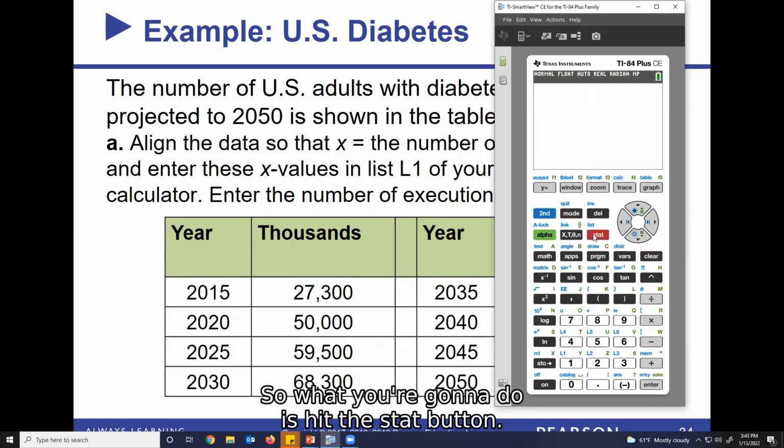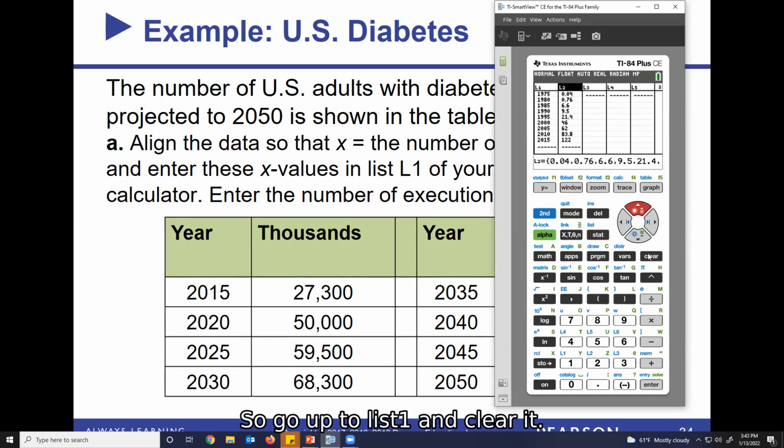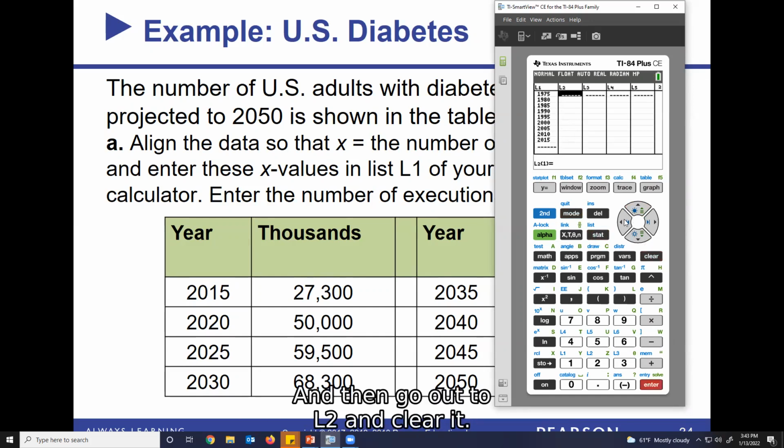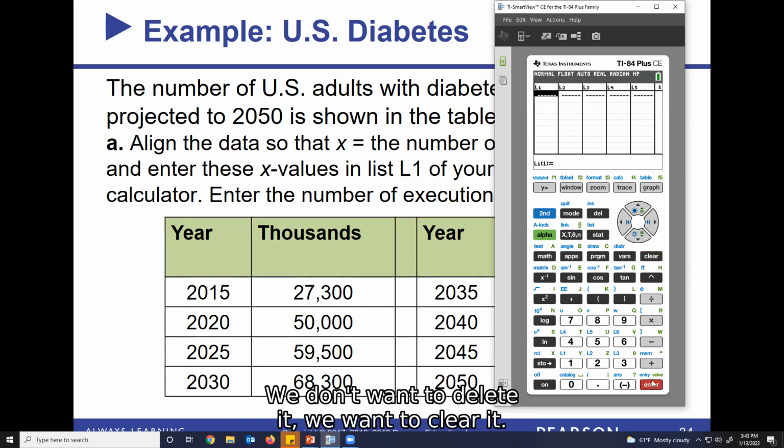So what you're going to do is hit the stat button, and then we're going to say edit. Now, if you have stuff in there, we're going to clear it out. So go up to list 1 and clear it, and then go up to list 2 and clear it. Do not hit the delete button. If you hit the delete button, you're actually deleting the list. We don't want to delete it. We want to clear it.